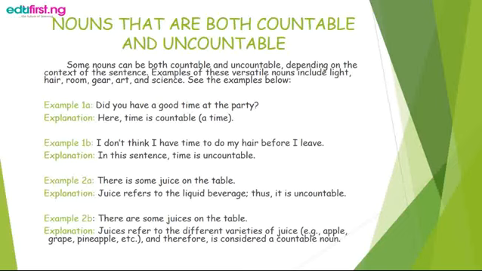For example, example 1a, did you have a good time at the party? Here, time is countable. Example 1b, I don't think I have time to do my hair before I leave. In this sentence, time is uncountable. Example 2a, there is some juice on the table. Juice refers to the liquid beverage, thus it is uncountable. Example 2b, there are some juices on the table. Juices here refer to the different varieties of juice, for example apple juice, grape, pineapple, etc., and therefore is considered a countable noun.